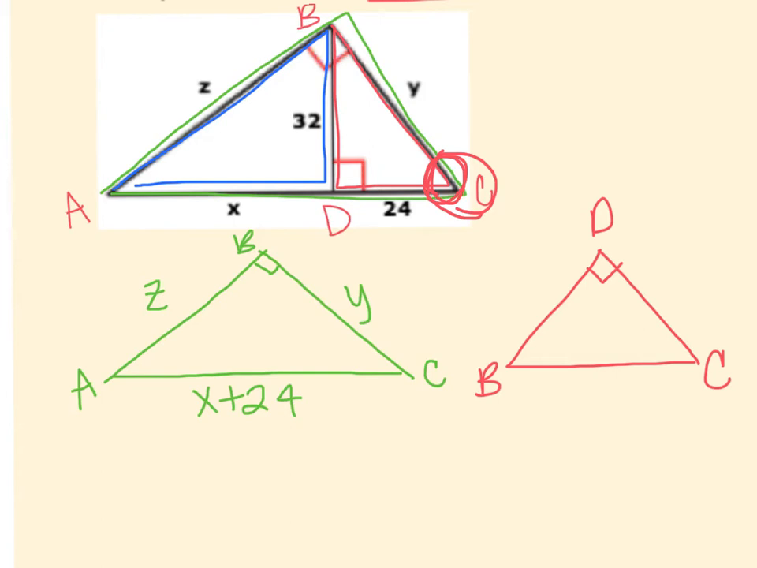So then I'm just going to go ahead and label everything. BC is Y, BD is 32, and DC is 24.